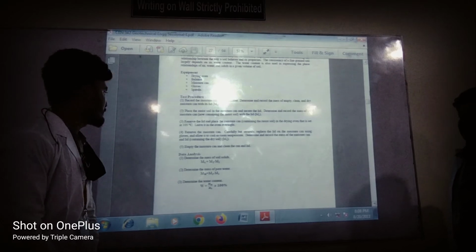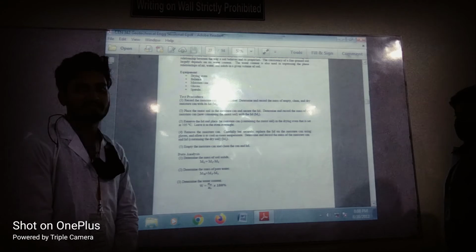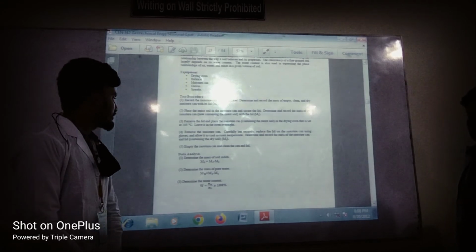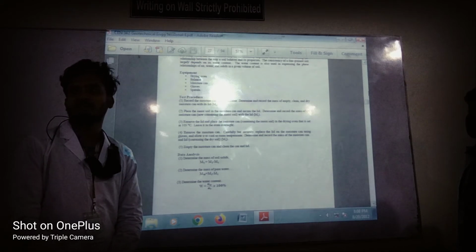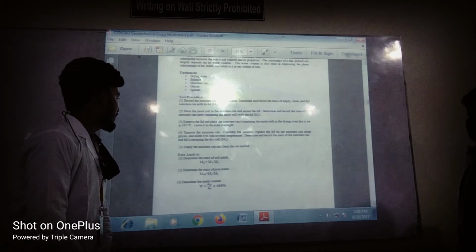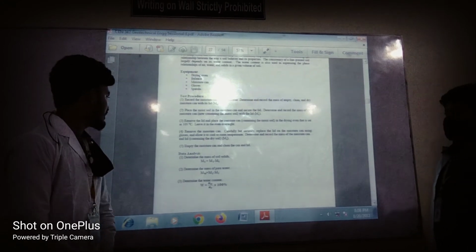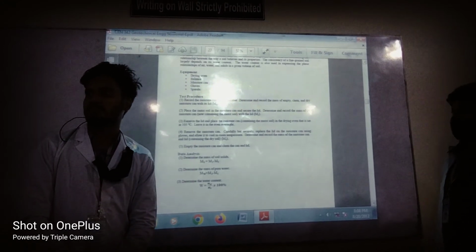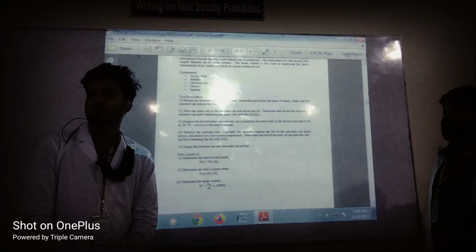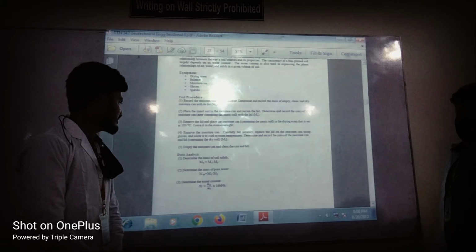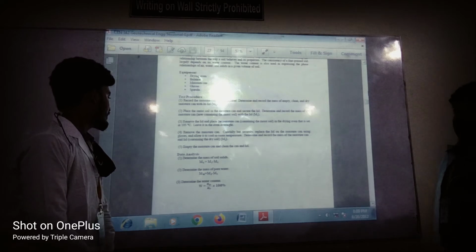Now come to the point 2. Determine the mass of pore water. Here the equation is Mw equal M2 minus M3. Here Mw is the pore water and M2 is the total sample and moisture can and lid, and M3 is only dry soil.